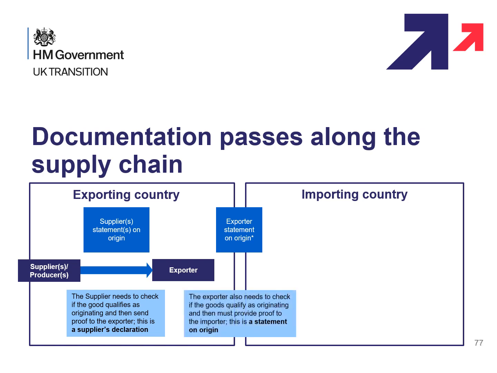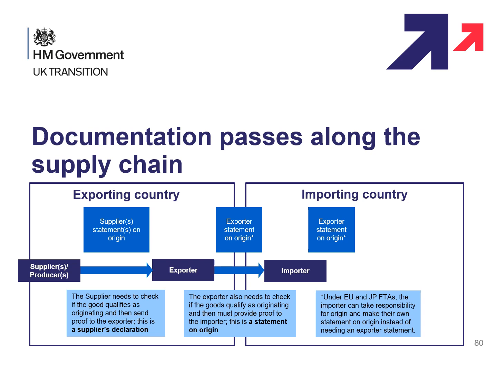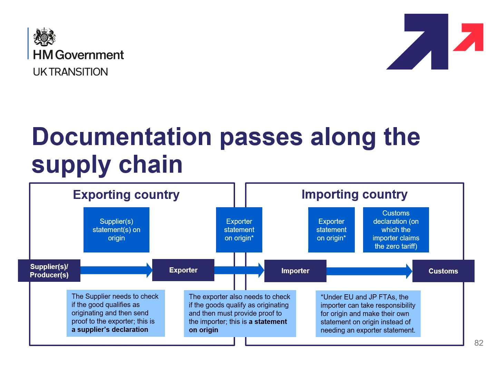This in turn is checked by the exporter before sending the exporter's statement on origin to the importer. The importer submits the exporter's statement on origin as proof to claim zero tariffs on their customs declarations. The importer can claim zero tariffs without the exporter's statement on origin by taking responsibility for origin based on their own knowledge about the originating status of the imported goods, the importer's knowledge. The exporter won't need to provide a statement on origin in this case.